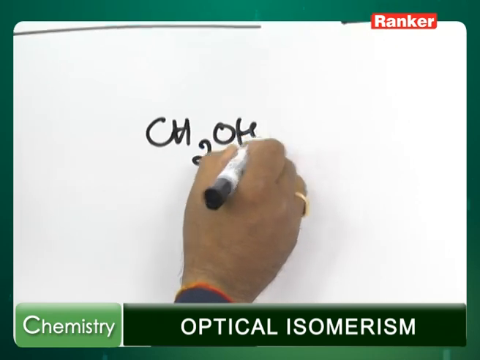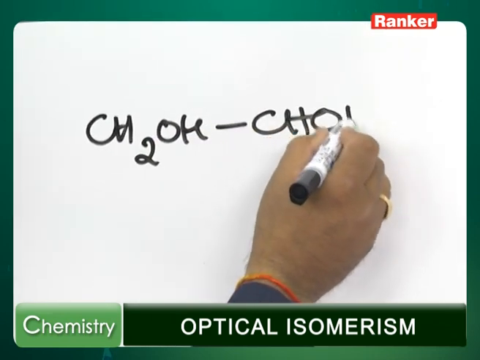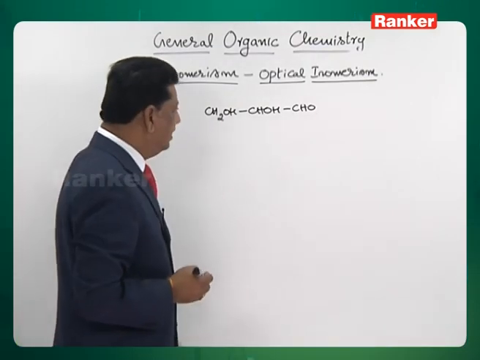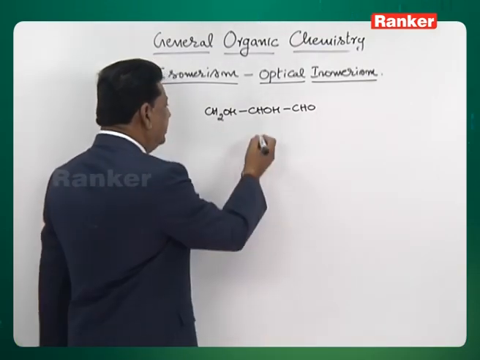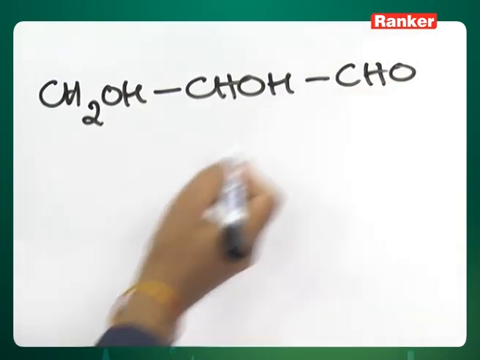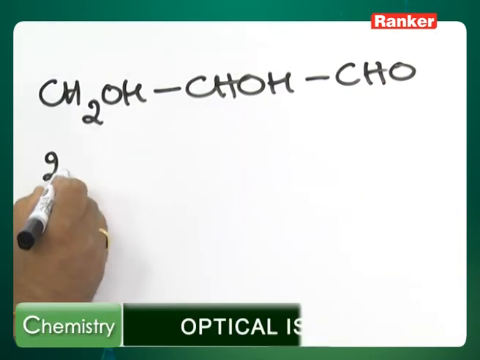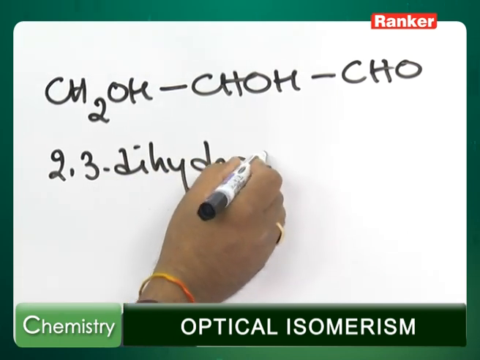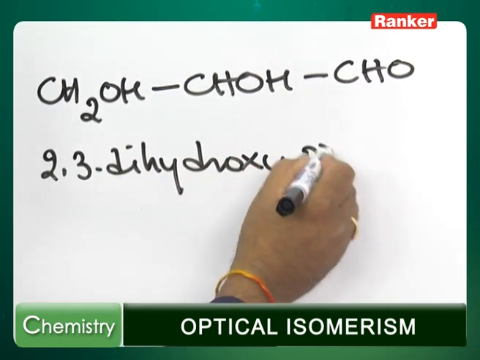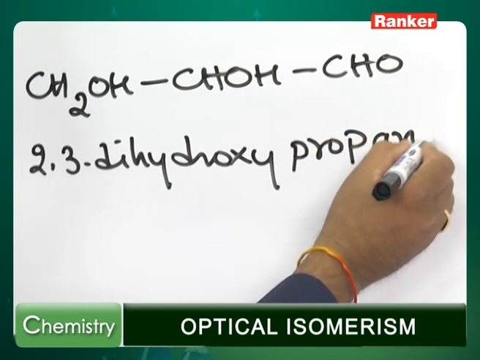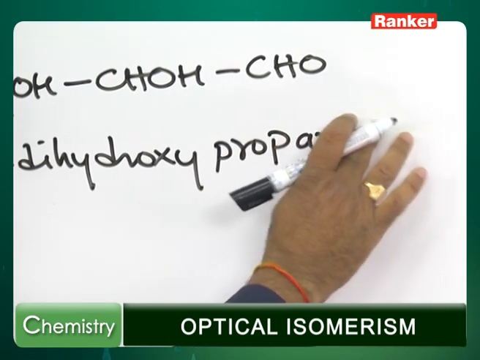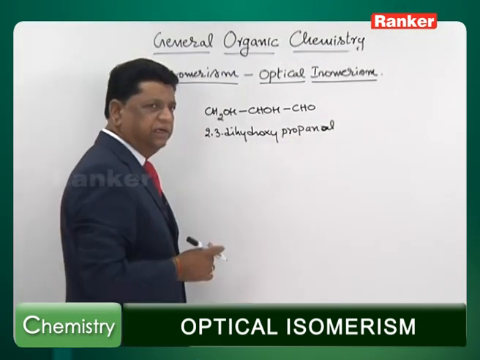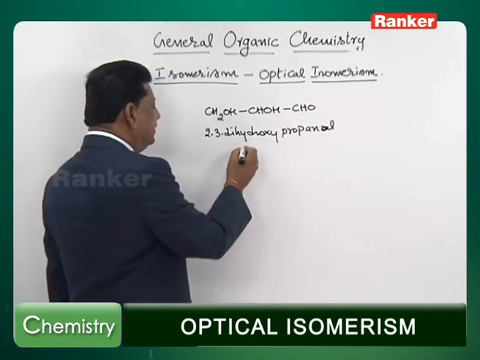CH2OH, CHOH and CHO. This is systematically called 2,3 dihydroxy propanal, an aldehyde. It is commercially also known as glyceraldehyde.